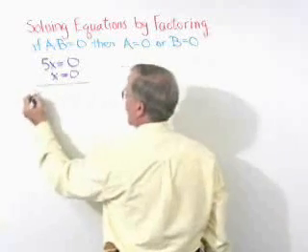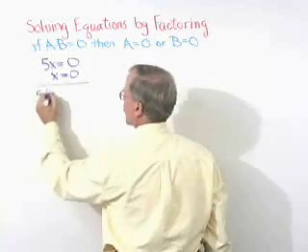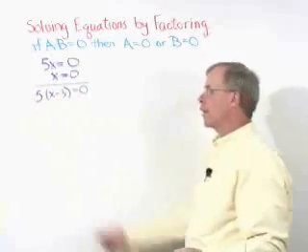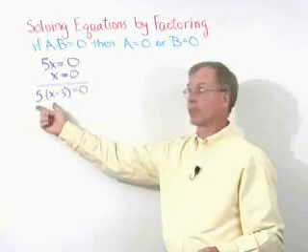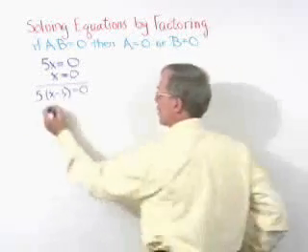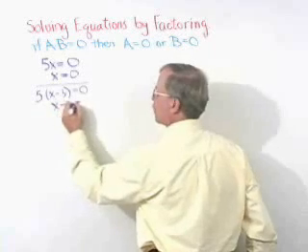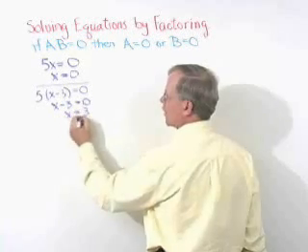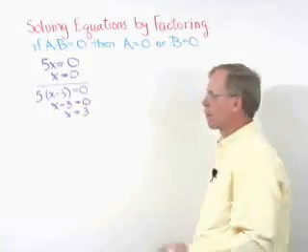Or we have 5 times (x minus 3) equals 0. Now we have two things multiplied together to make 0. One of them's 5. That's not 0. But that means that x minus 3 must be 0. And we can solve that equation into x equals 3.